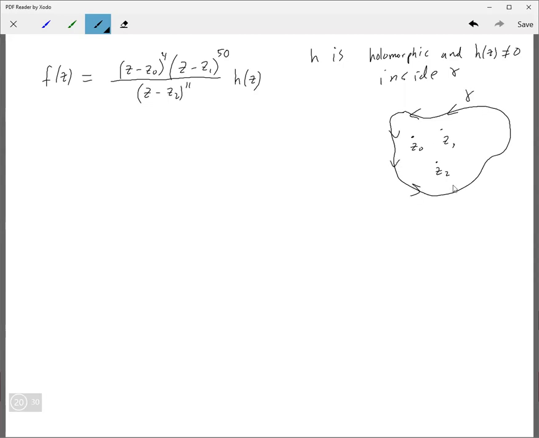Okay, so a positively oriented simple closed curve. And then there are these 3 points inside. Z2 is a pole inside here. And H of Z is holomorphic, so Z2 is the only pole that's inside.